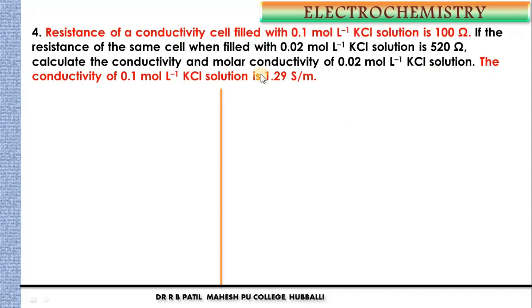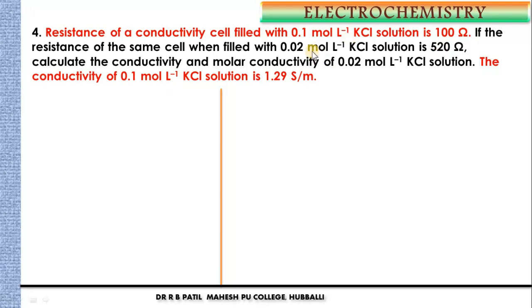Now let us move to the next question. This type of question is very important for competitive exam students. So concentrate and listen. Resistance of a conductivity cell filled with 0.1 mole per liter, nothing but 0.1 molar KCl solution, is 100 ohm. If the resistance of the same cell when filled with 0.02 molar KCl solution is 520 ohm, so same KCl solution but concentration is different.